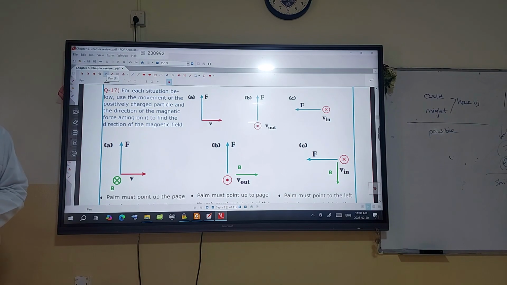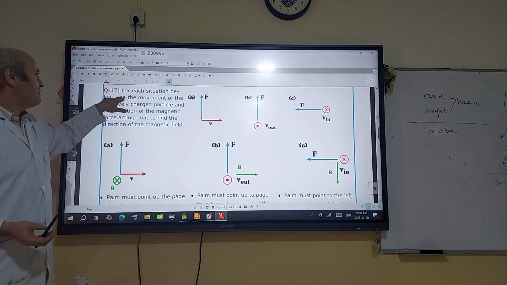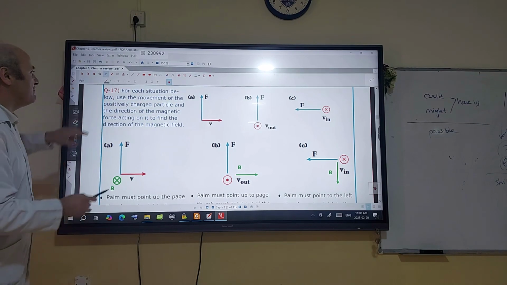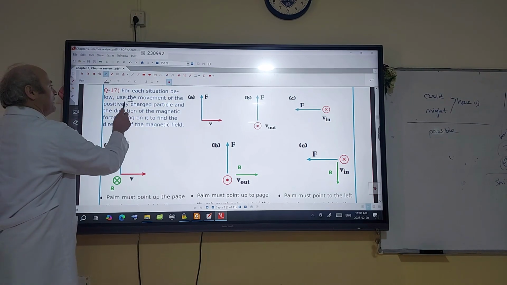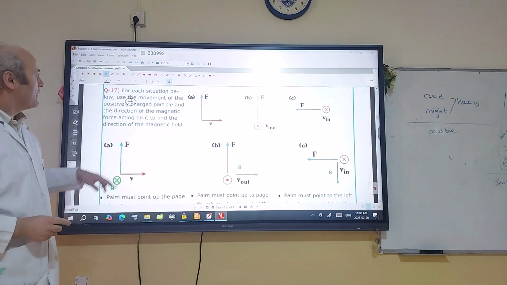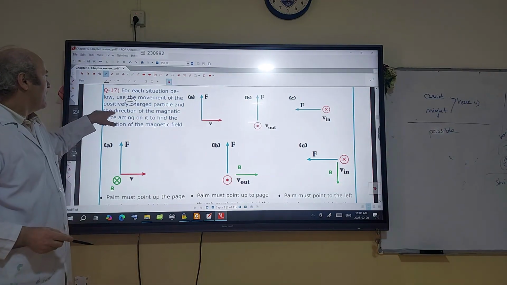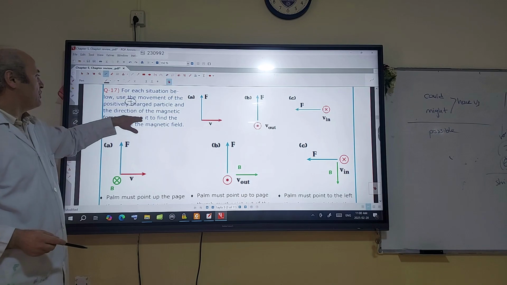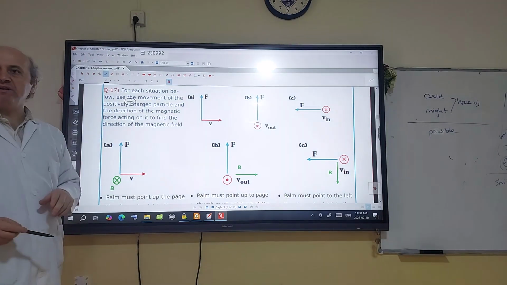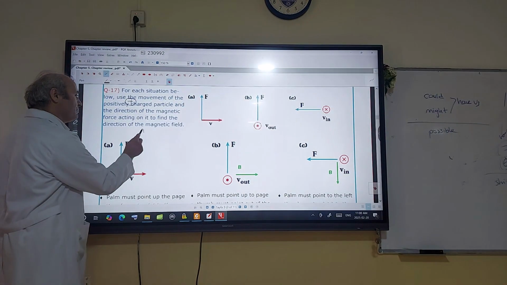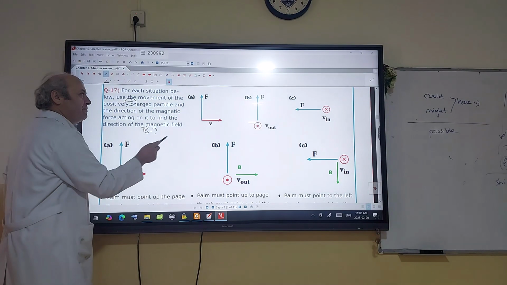Question number 70 is about magnetic force, magnetic field, and velocity relation. For each situation below, use the movement of the positively charged particle. It's a positive charge. And the direction of the magnetic force acting on it. To find the direction of the magnetic field, yani B is going to be found in this problem.